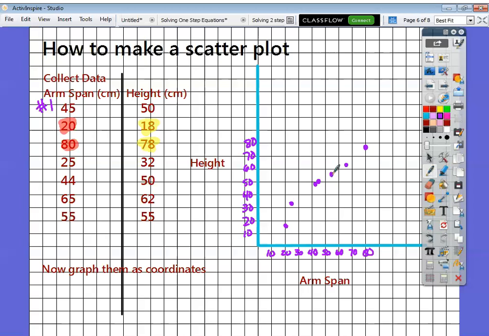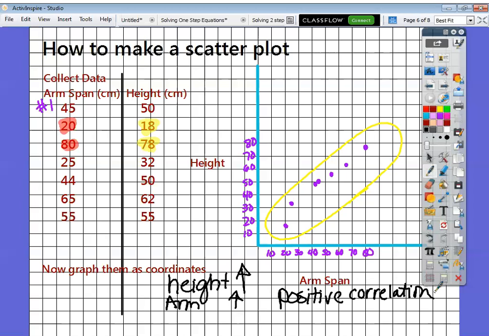All right. So if you look at this, you should be able to see that the dots are going in that direction. And since they're going in that direction, we know that height is increasing and arm span is increasing. Therefore, this shows a positive correlation, which basically means that the wider your arm span, the taller you are. So that's kind of what this represents.